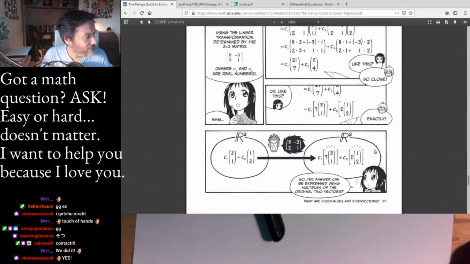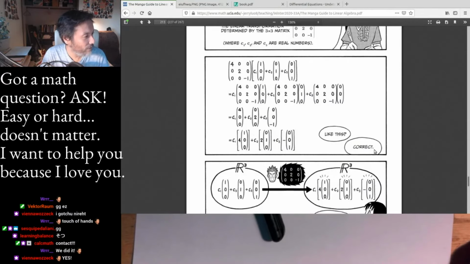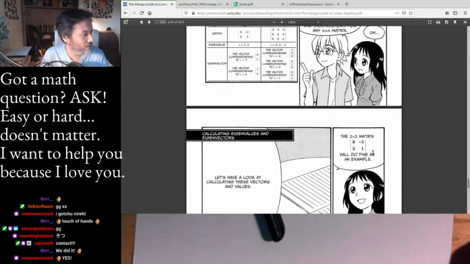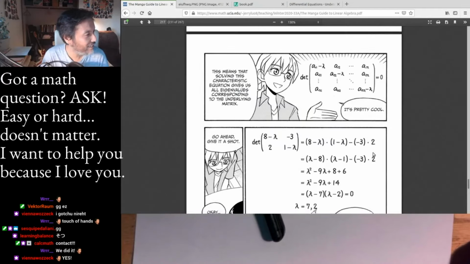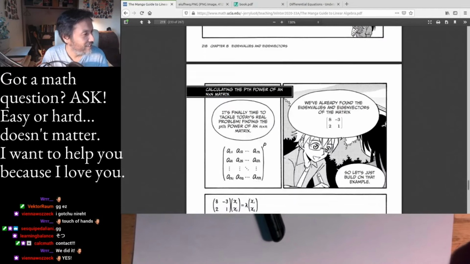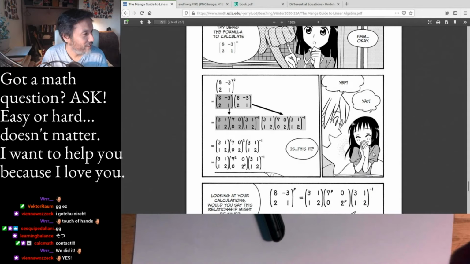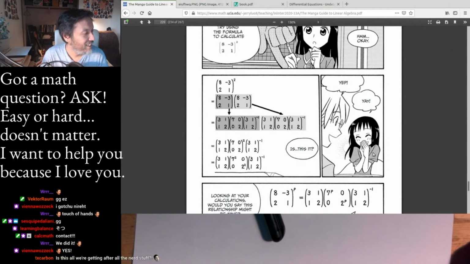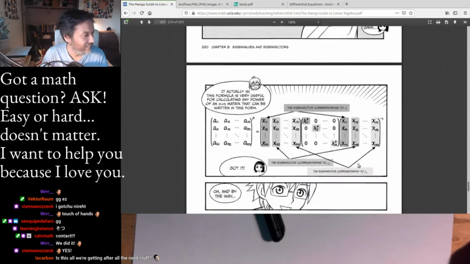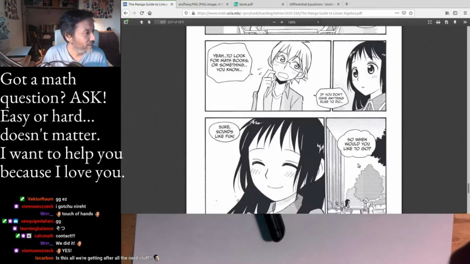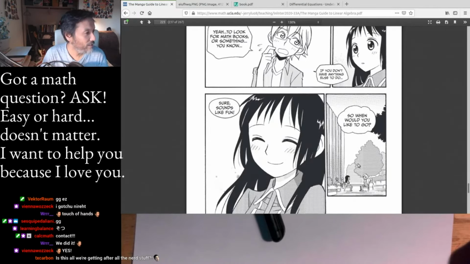Okay, this is the boring stuff. Eigenvectors and eigenvalues. Who gives a fuck? She is so pleased, though. Wait.